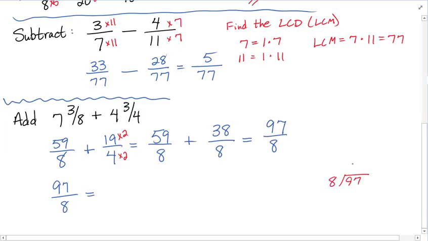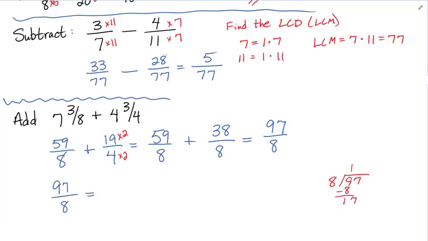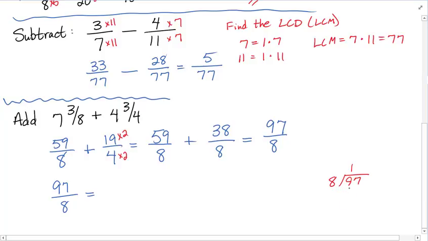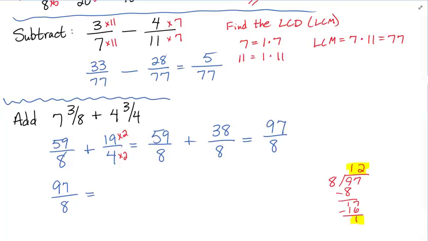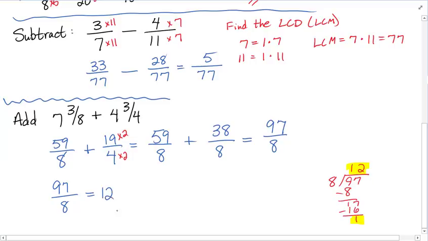97 divided by 8. Well, it's going to go into 9 one time. 9 minus 8 is 1. Bring down the 7. 8 goes into 17 twice. 2 times 8 is 16. Subtract, and our remainder is 1. So all the information we need about converting to a mixed number is found in that division problem. We need the 12. So 8 goes into 97 12 times with a remainder of 1, and so we put 1 over 8 there. And so that is our final answer as a mixed number.